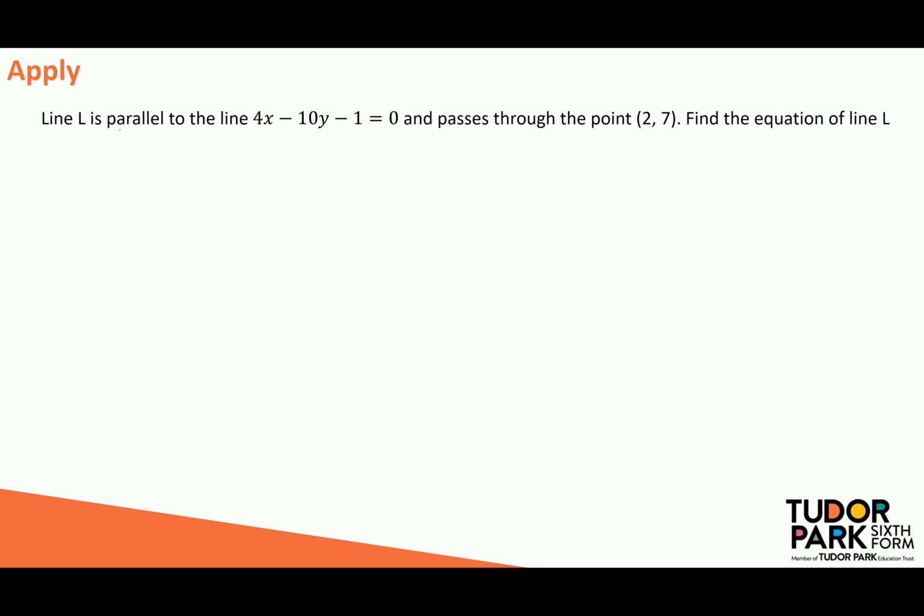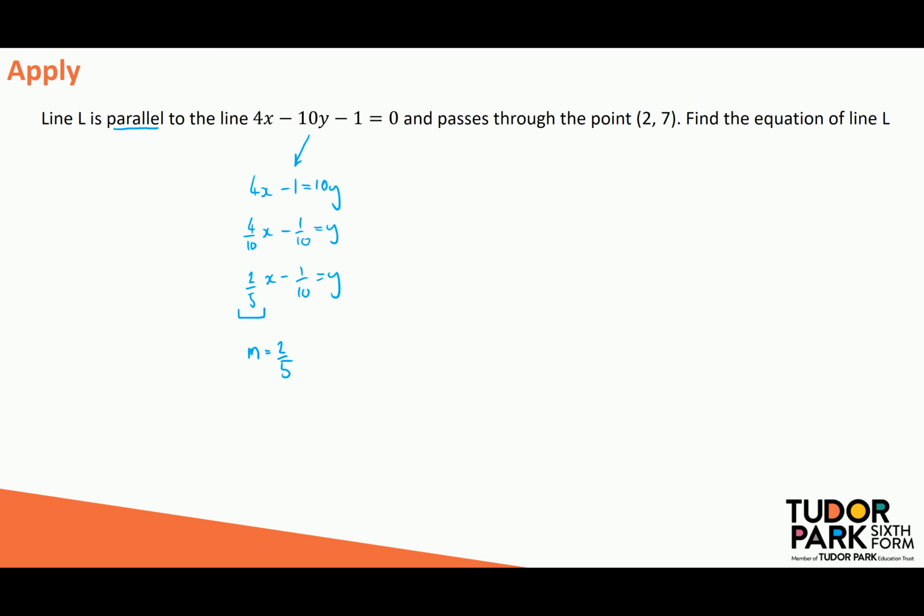Well, the fact that it's parallel means that the gradient is going to be the same, so the first thing I need to do is to extract the gradient from this equation. I can only do that when y is the subject, so I need to start off by saying that this is 4x minus 1 is equal to 10y, and dividing through by 10 is going to give me 4/10 of x minus 1/10 being equal to y, or tidying up, 2/5 of x minus 1/10 is equal to y. Now it's got y as its subject, I know I can just read the gradient straight from the coefficient of x. So the gradient of this line, I would say m is equal to 2/5.